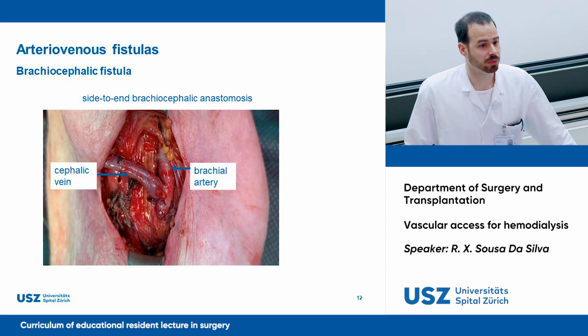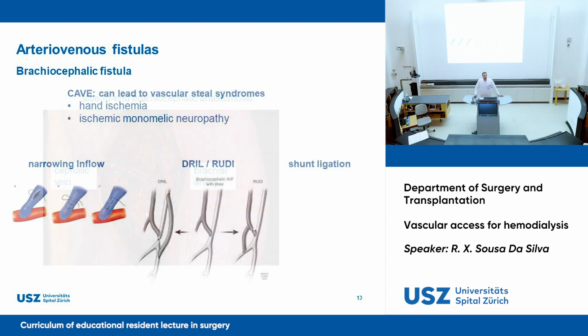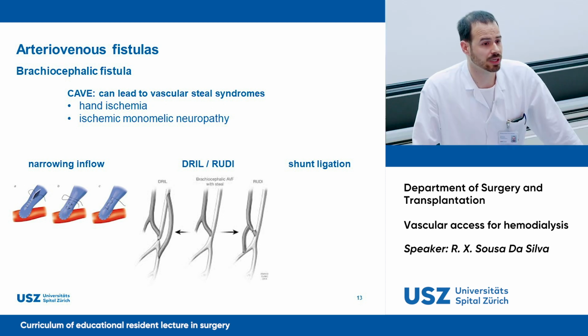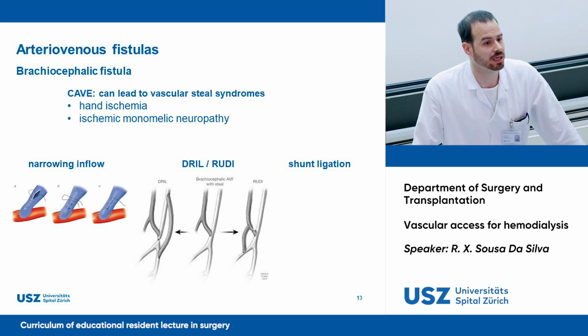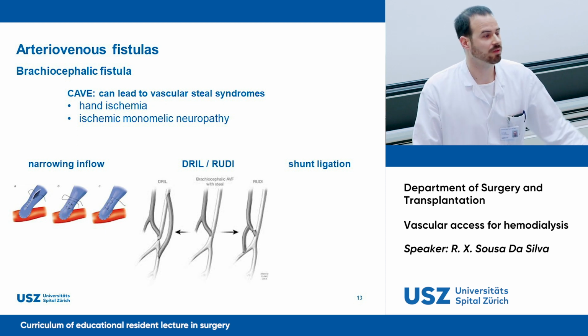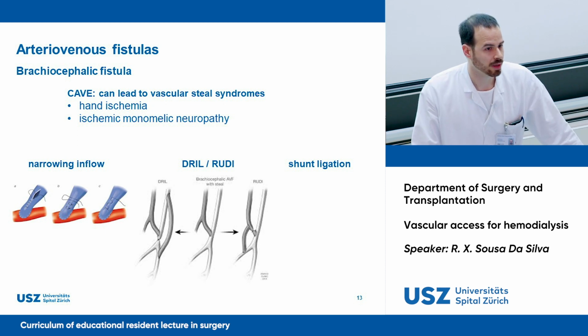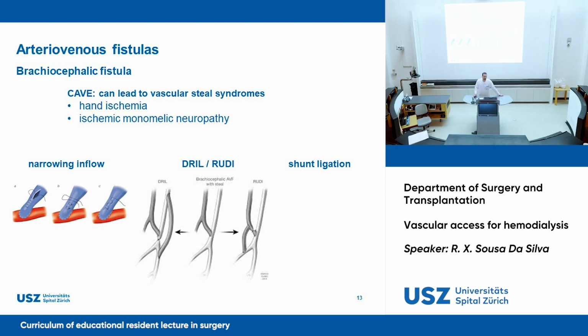Here you see an example from our clinic, a side-to-end brachiocephalic anastomosis. This is a very common fistula, but it can lead to vascular steal syndromes. So it can often produce hand ischemia, but also fancier things like ischemic monomelic neuropathy, especially of the nervus medianus. That's a lack of perfusion of the vasa nervorum of the nerve. So patients have loss of feeling or dysesthesia.